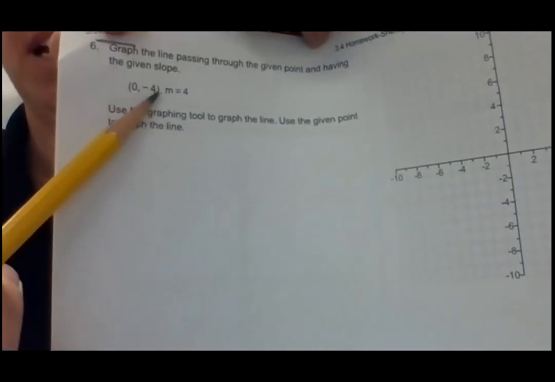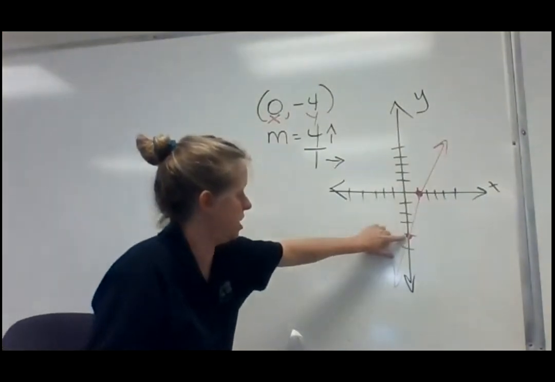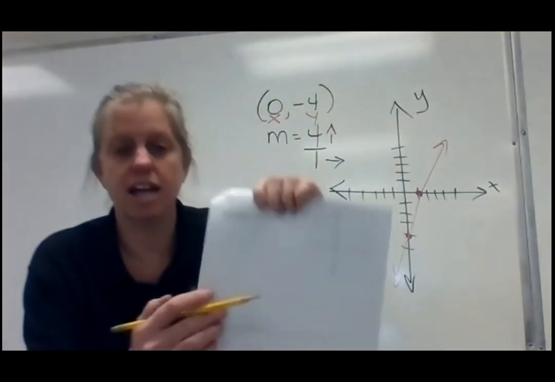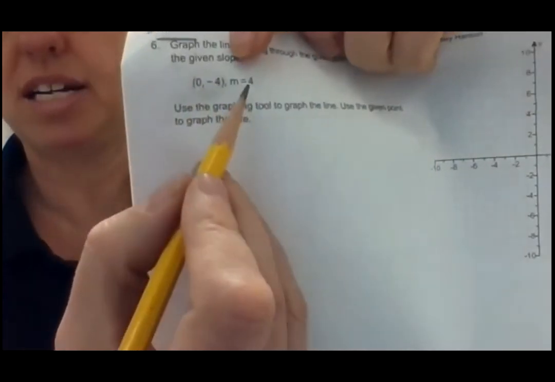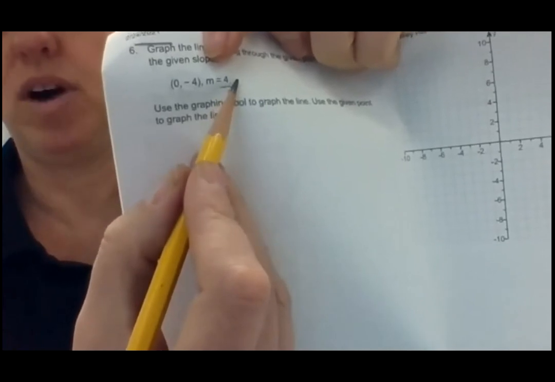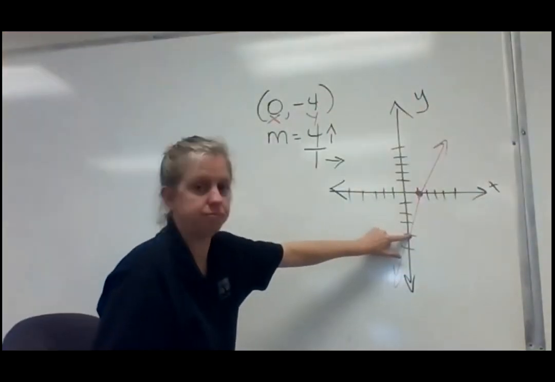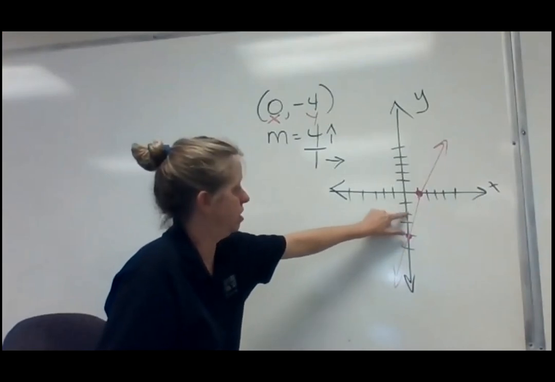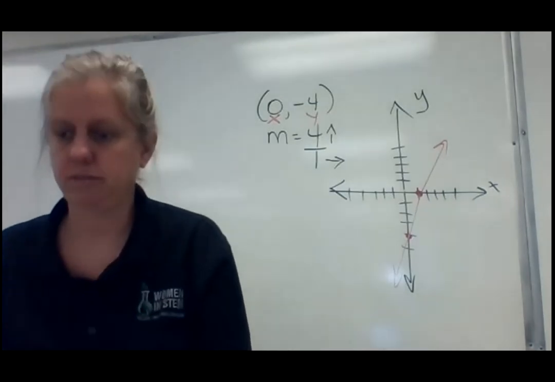So it told me that it had this point. That's why the first thing I did is I just went and put a point where that was, which was right here. And then it told me the slope was 4. So all I did was put that 4 over a 1. So I went up 4 over 1 from here. Went up 4 and then over 1. Okay.